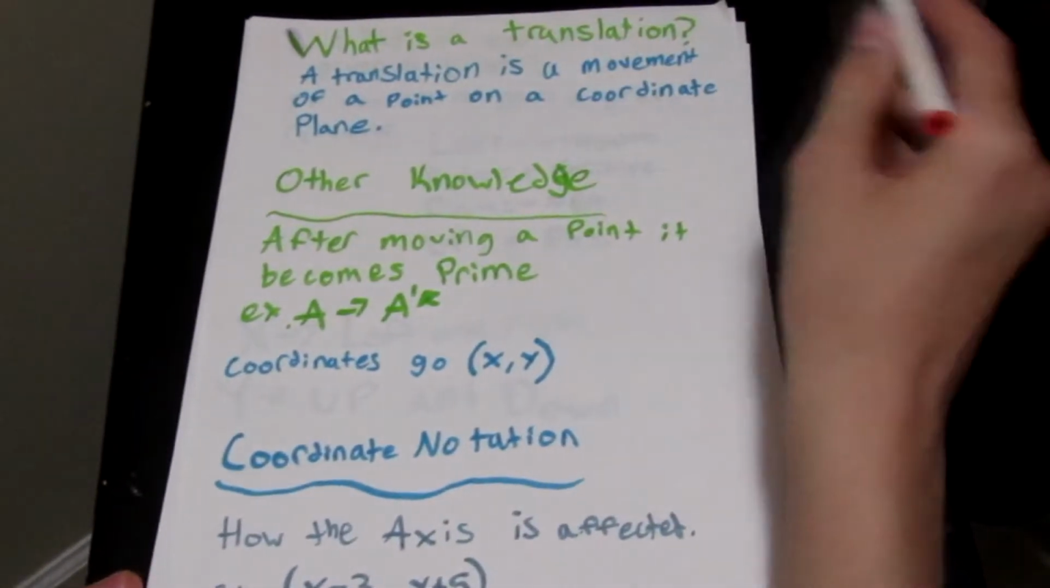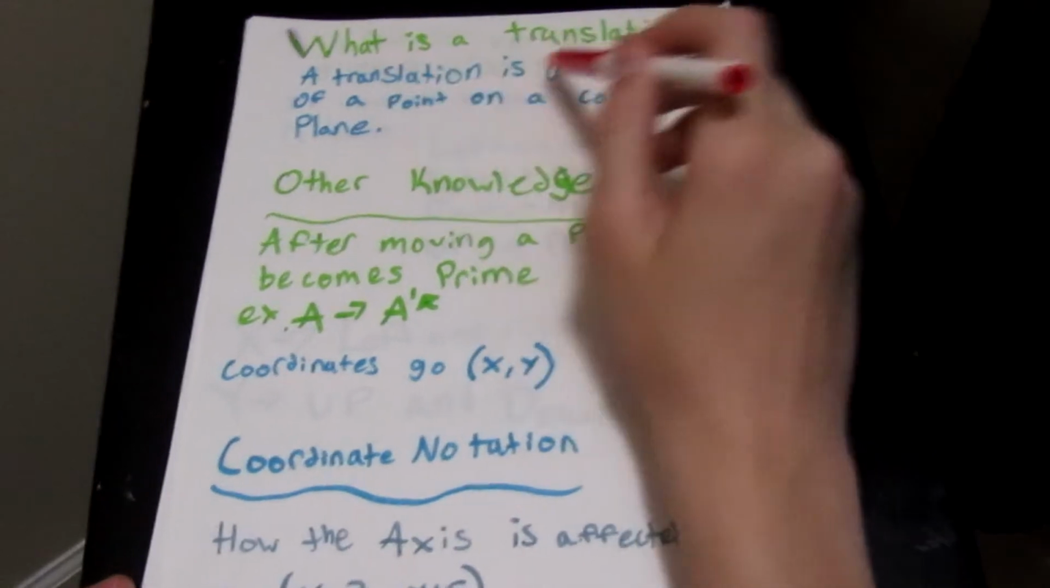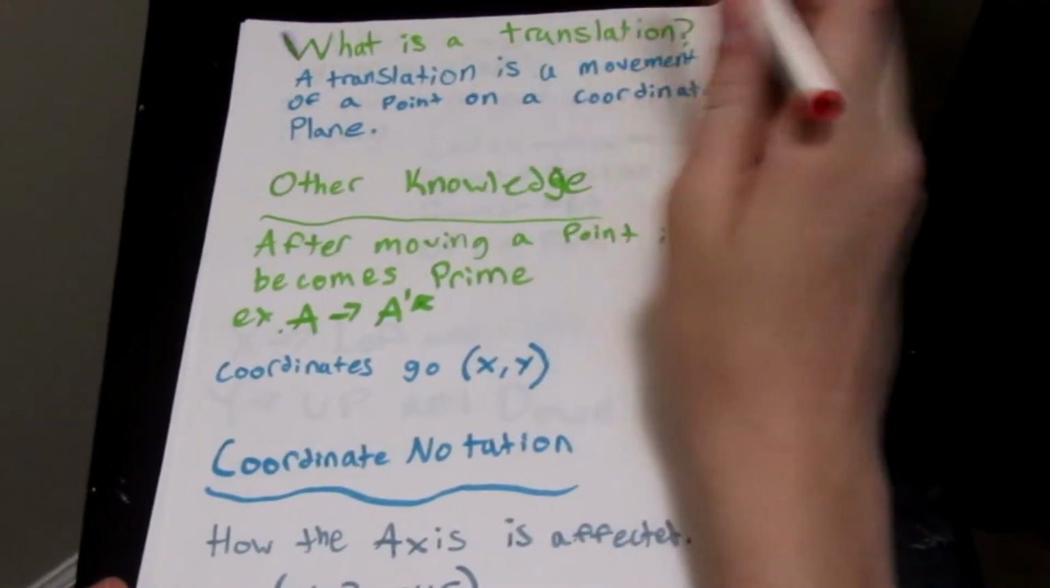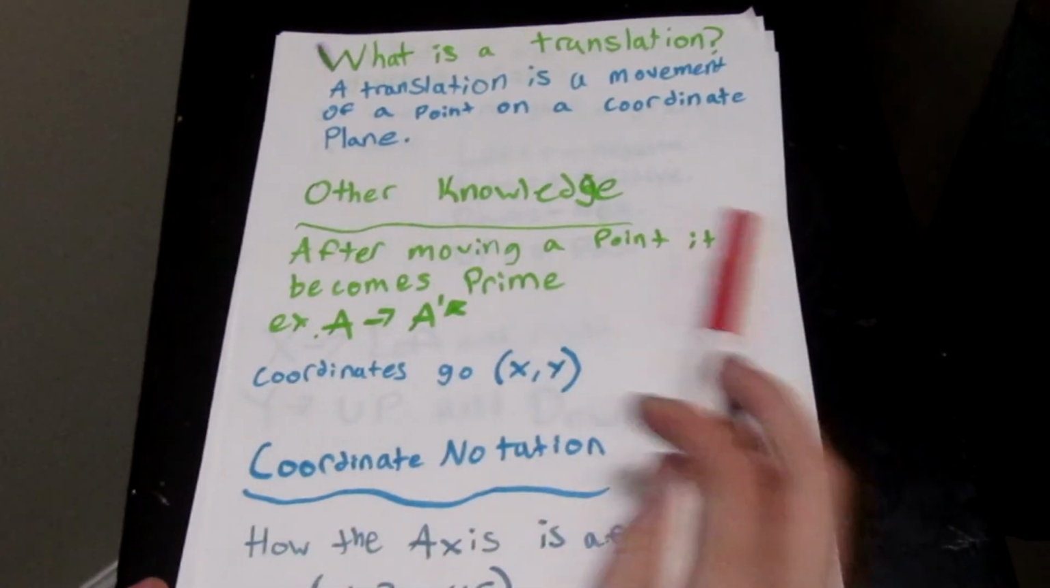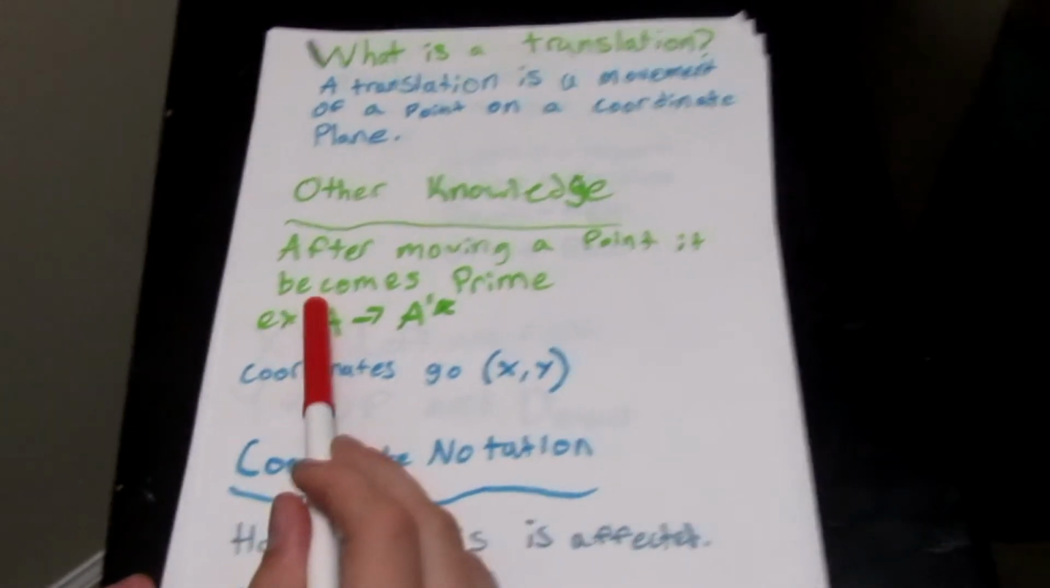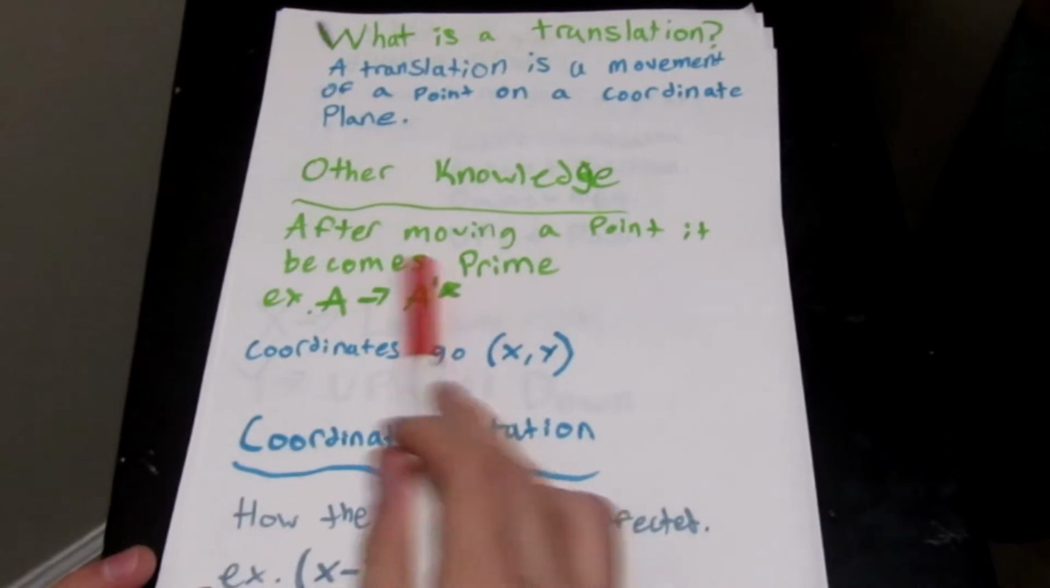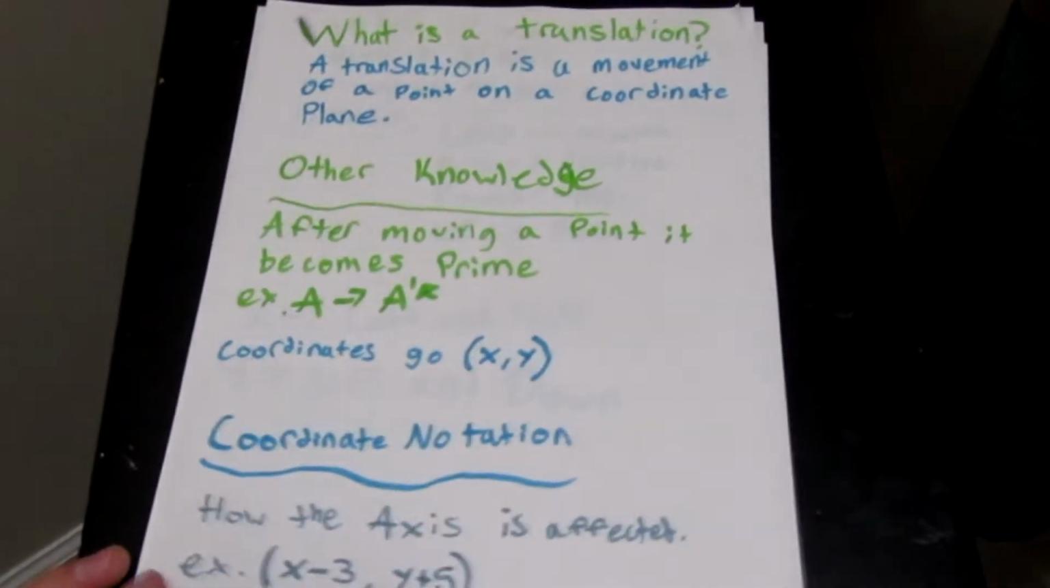So what is a translation? A translation is a movement of a point on a coordinate plane. A point or a shape. Forgot to add that. But some other knowledge you need is that after moving a point, it becomes prime, which means that point A becomes point A, but with this apostrophe, which means that's prime.